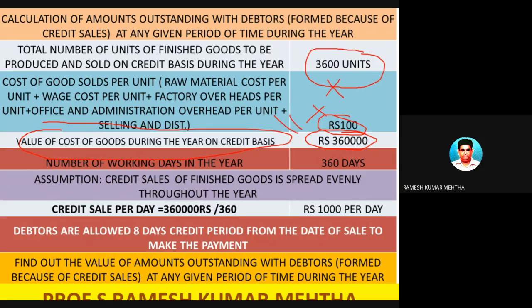So this is called as credit sales. So hope this is clear. How many working days are there? 360 days, as we have already seen.